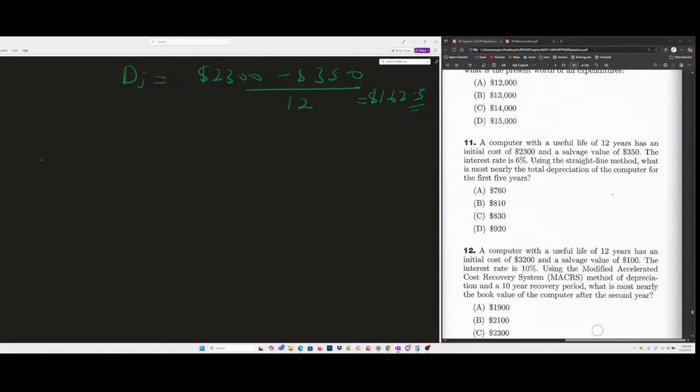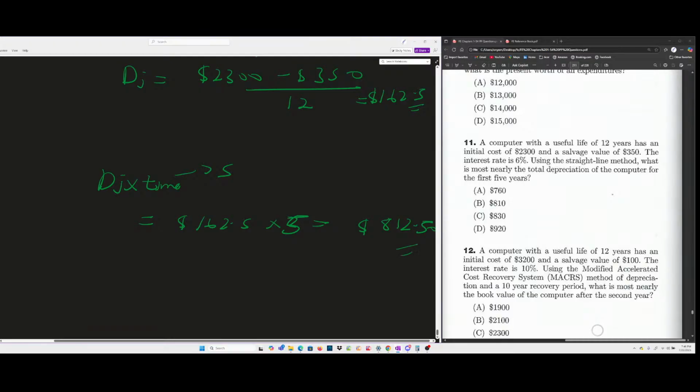Now they asked us, what is the total depreciation for 5 years? If we want to find the total depreciation of 5 years, all we're going to do is multiply D of J by the time, which is 5 years. So we're going to have 162.5 multiplied by 5, which is going to give us 812.50, which is very similar to 810. So our answer is B.